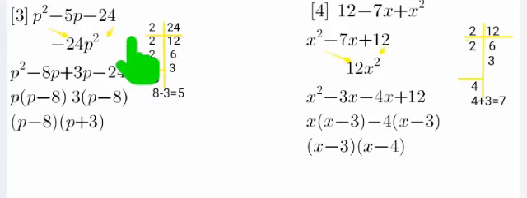So, for number 3, we have p squared minus 5p minus 24. Here is a little bit complicated because we have negative signs involved. But the process is the exact same thing. We are going to have p squared times 24. That is going to give us p squared times negative 24.